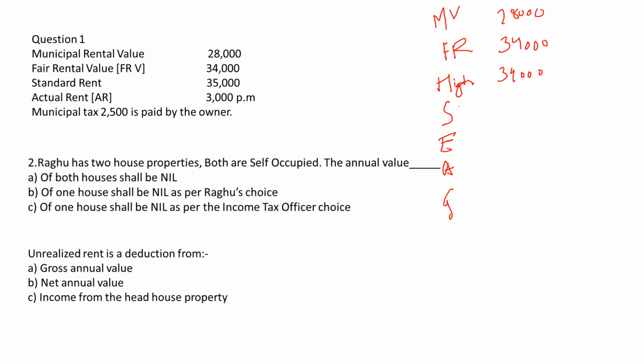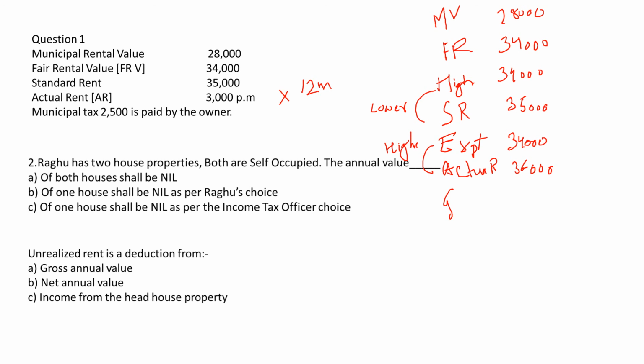Now our standard rent has also been provided to us, that is 35,000, and we will be taking the expected rent as the lower of these two, the higher value and the standard rent. So it comes out to be 34,000. Now we will look into whether any vacancies or unrealized rent has been given. Nothing has been provided. That means the house was let out for full 12 months. So 3,000 into 12 months, the actual rent comes out to be 36,000. Now we will take the higher of these two as the gross annual value. So gross annual value comes out to be 36,000.